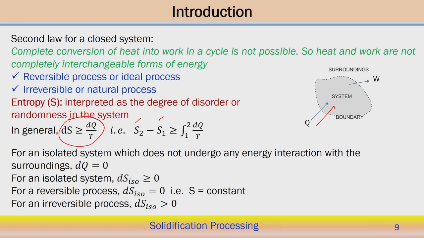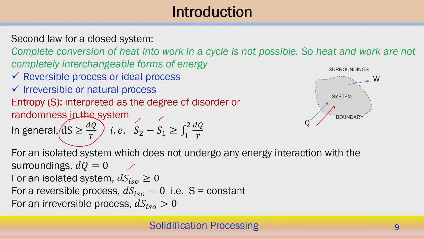Now if you look at an isolated system, which does not undergo any kind of energy interaction across the boundary with the surroundings, then dQ equals 0. Putting dQ equal to 0, dS of the isolated system is greater than or equal to 0. That means S2 minus S1 is greater than or equal to 0, so in an isolated system the entropy is always increasing. But if it is a reversible process, then dS is equal to 0, that means entropy remains constant. This is the very ideal situation for a reversible process.